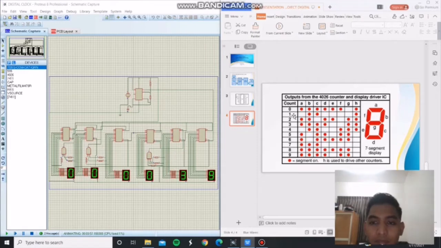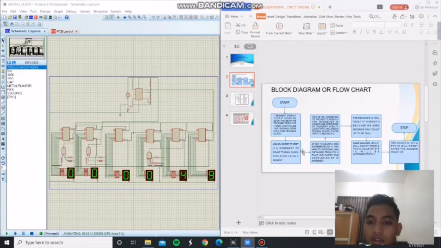When the count is 1, the 7 segment display shows 1. When 2, it displays 2. Those are the outputs from the 4026 counter when it receives the input from the 555 timer, which is our switch. After the 10th count is incremented by the IC 4026, the high to low signal is obtained from pin 5 of the IC 4026.